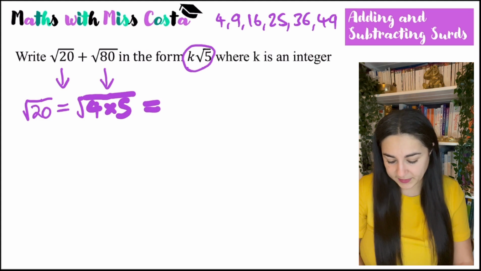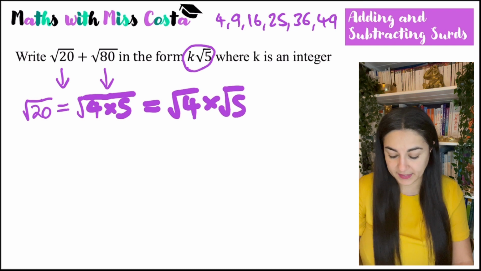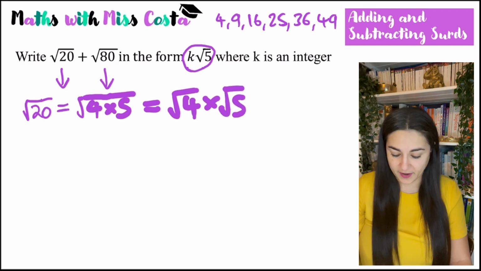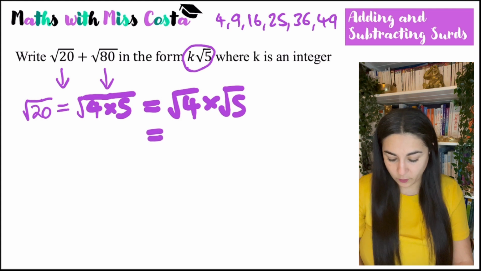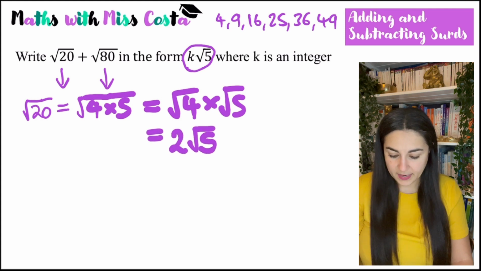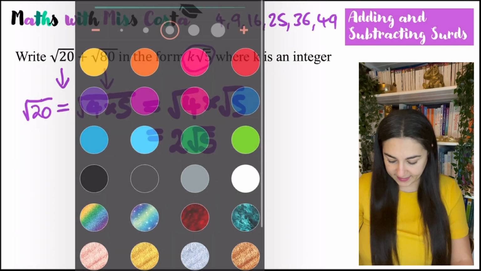So I could also write this as root 4 times 5. I could just split them up into two separate surds, and that's absolutely fine. And what does root 4 become? The square root of 4 is 2, so that would be 2 root 5. Now I'll do the same with the square root of 80.